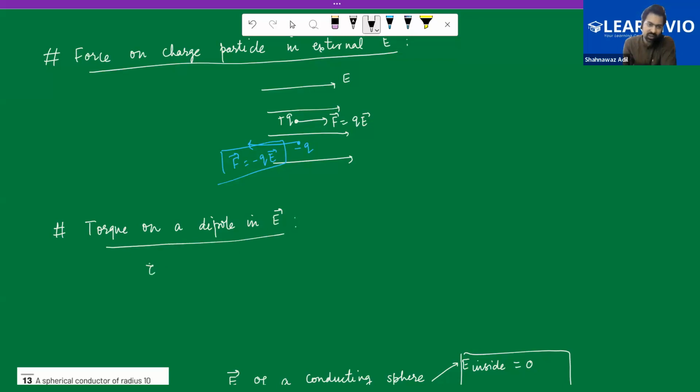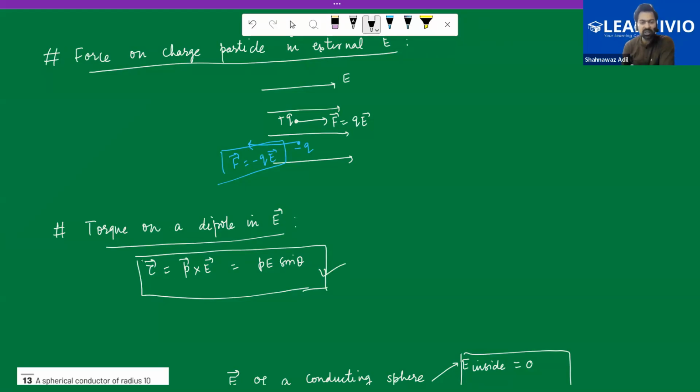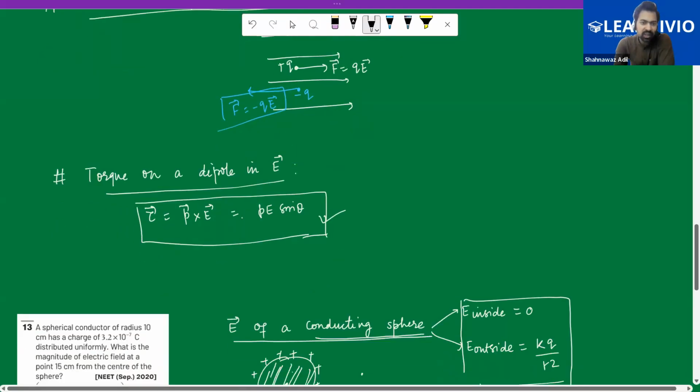What is the torque? This torque is simply P cross E, which is simply PE sine theta. So this thing we also have to note, because when we work on the second chapter, this would be important for us. So from this torque, we'll calculate the work done, and then we'll see what is the potential energy of the dipole. What is the work done? So these things. Yeah, so this is the talk on a dipole in an external field.